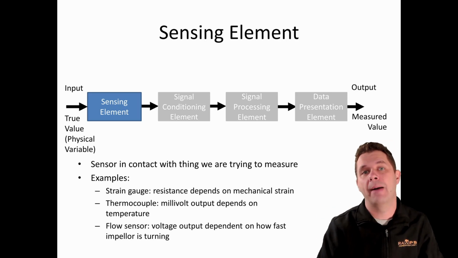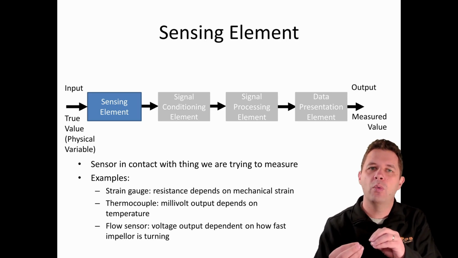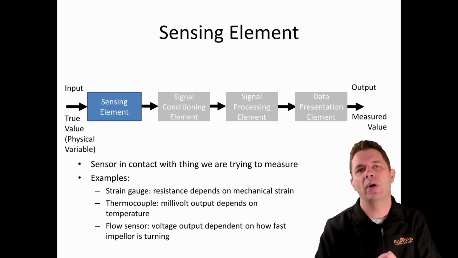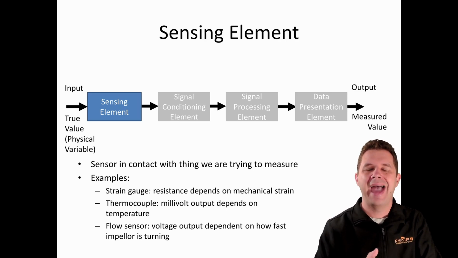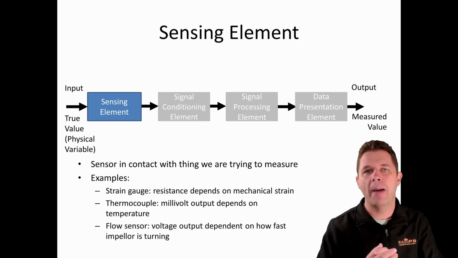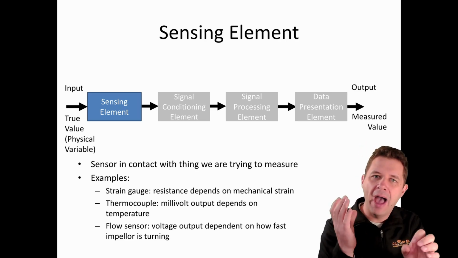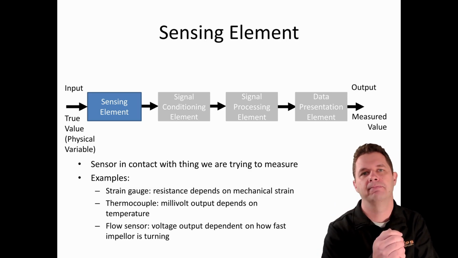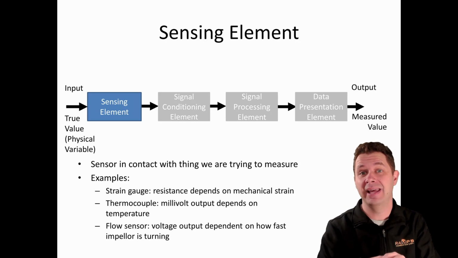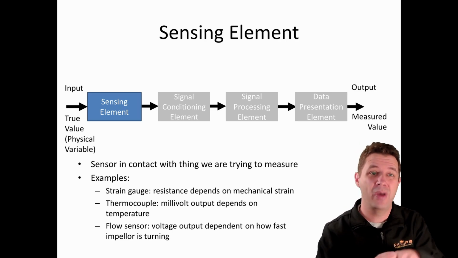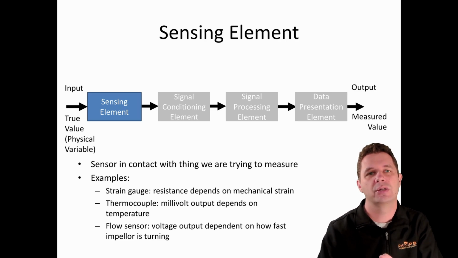We might have a thermocouple, and we use a thermocouple to measure temperature. And the thermocouple will vary by millivolts depending on what temperature is applied to it. We might have a flow sensor, and our voltage output might be dependent on how quickly a little propeller inside our pipe is actually rotating around. So, bunch of different sensors producing output in a number of different ways. For example, we have resistance there, we have voltage there. There are other ones as well.